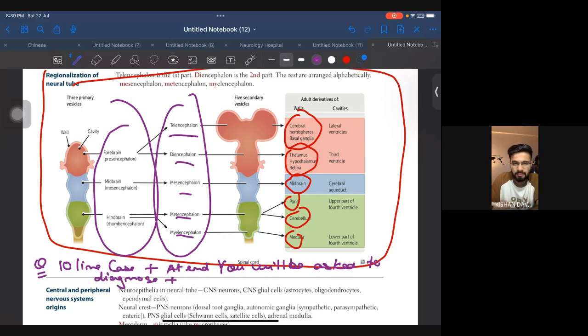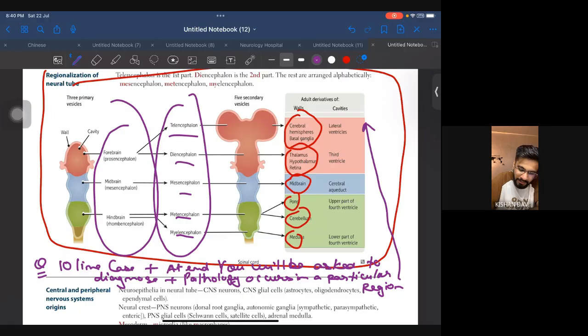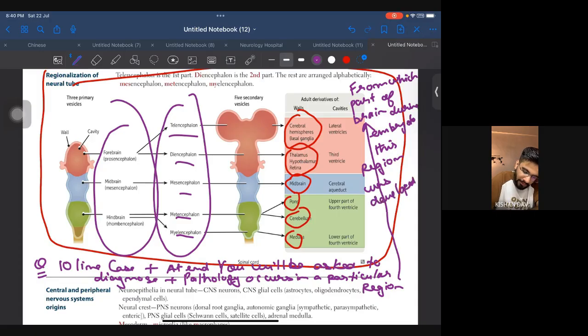plus after you have made the diagnosis in your mind, you will be asked which pathology occurs in a particular region, and the final question that they want to ask is from which part of the brain during embryology, or you can say embryogenesis, anything, this region was developed. Okay, so this is how they are going to play with you.